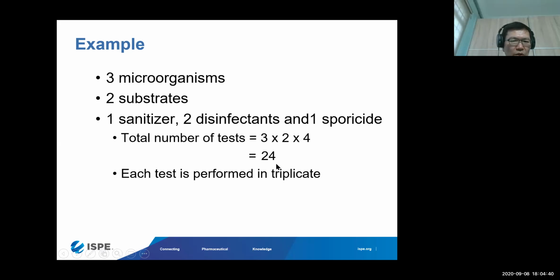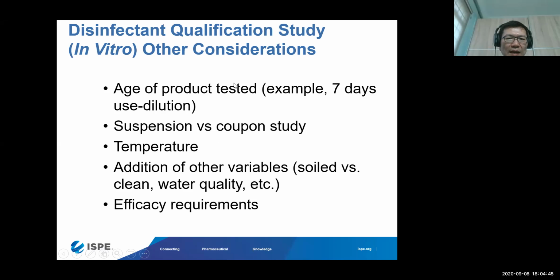So you need to take this into consideration. Other considerations: age of the product tested. For example, the use dilution. When you make the use dilution, sometimes you can have 1 day, or 3 days, or 5 days. You can include that as well in the coupon studies.